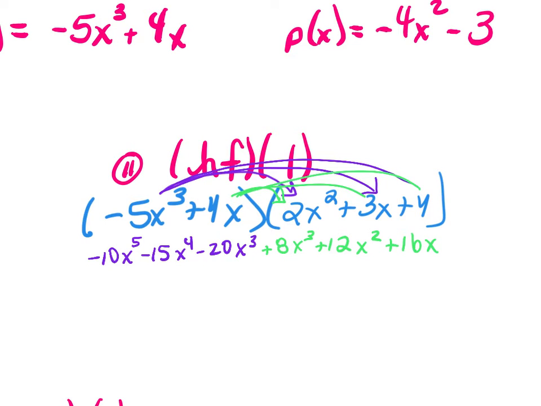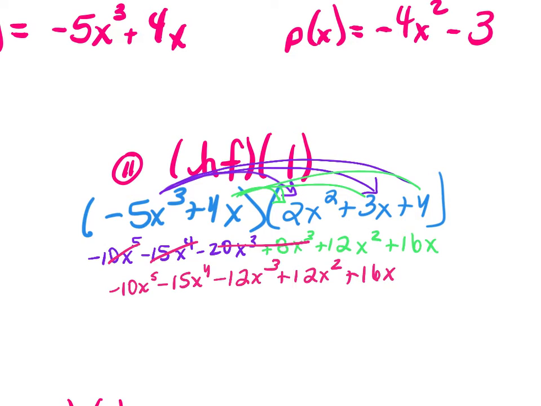Now what do they want me to do after I've combined them all? Do I have anything that I can combine like terms-wise? Anything? Yes, you can combine some of them. Okay, so let's do that. So I have negative 10x to the 5th. Do I have anything that's x to the 4th? Just the negative 15, right? All right, what about negative 20 and positive 8? Correct. So negative 20 plus 8 is negative 12, right? Then I have plus 12x squared plus 16x.